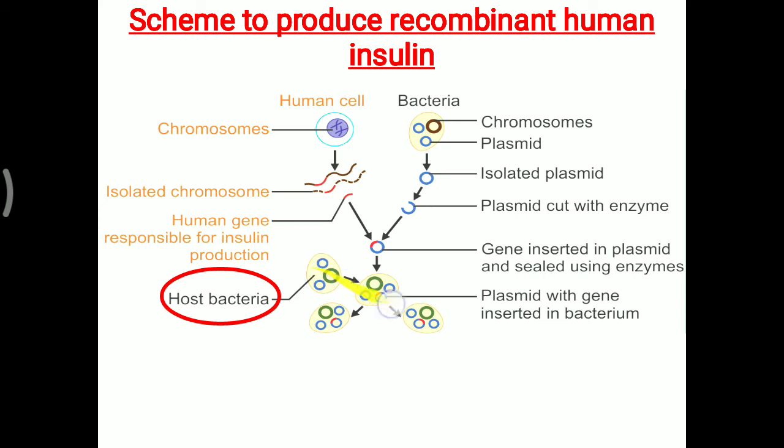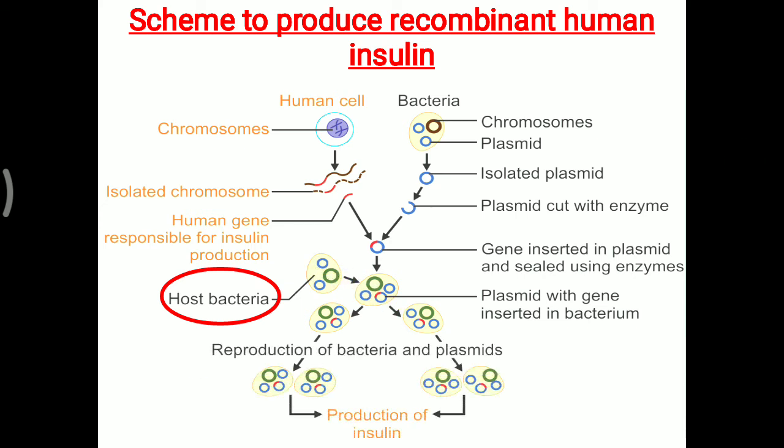Once multiple copies of the clone are formed, they are further grown in particular colonies or media. So there is reproduction of bacteria and plasmid which have the desired gene, and from that plasmid a multiple quantity of this insulin or protein can be generated. So that is the simple way.